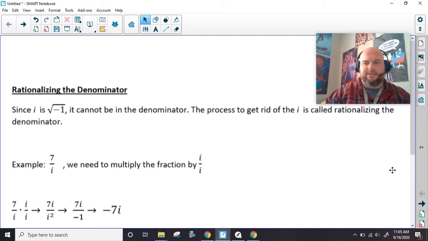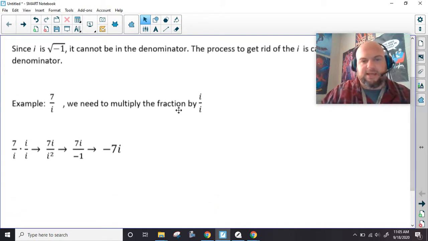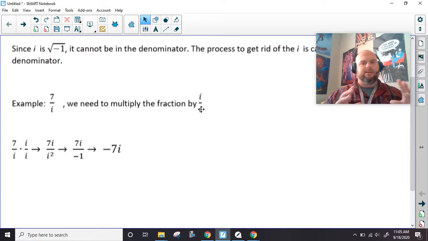All right. So basically, we have this example like this, and we'd have to multiply the fraction by i over i, which is technically another way to say one. It's confusing to me too, and I'm a daggone math teacher.